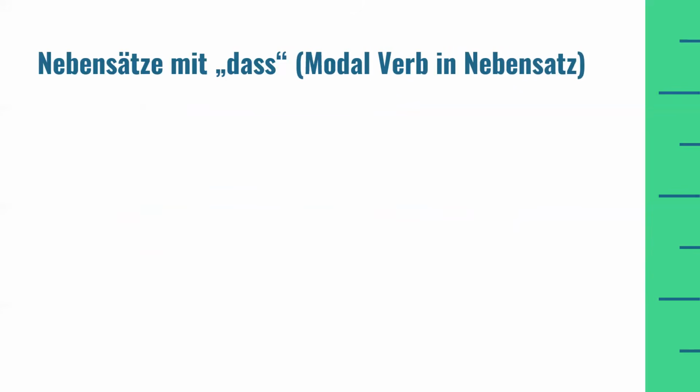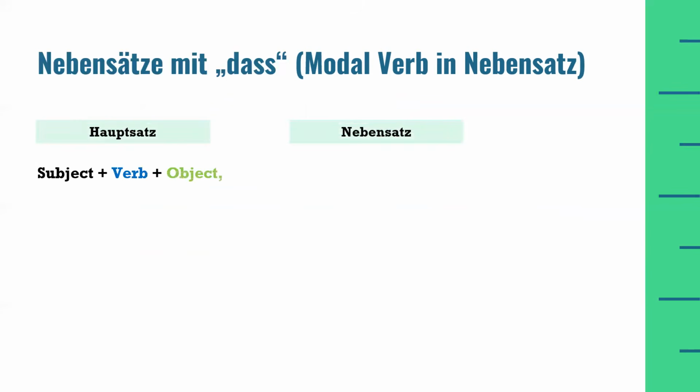Now let's see what the sentence structure of the Nebensatz will be if we are using a modal verb in the Nebensatz. I have kept the Hauptsatz the same, but if the Hauptsatz also has a modal verb, or if the Hauptsatz is in perfect tense, then we follow the respective sentence structure. Here we are focusing only on the Nebensatz having a modal verb in it with the conjugation dass.